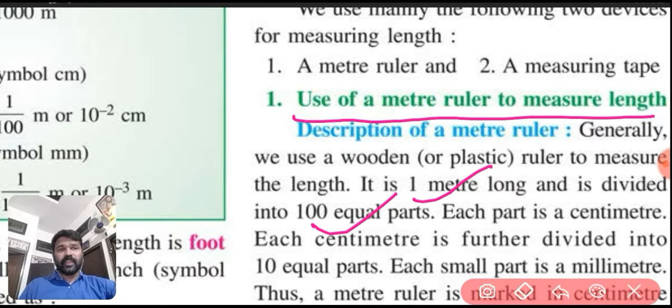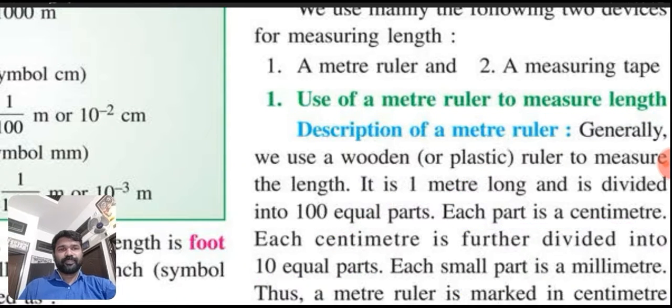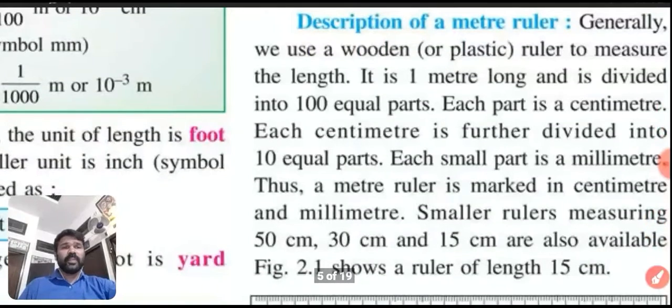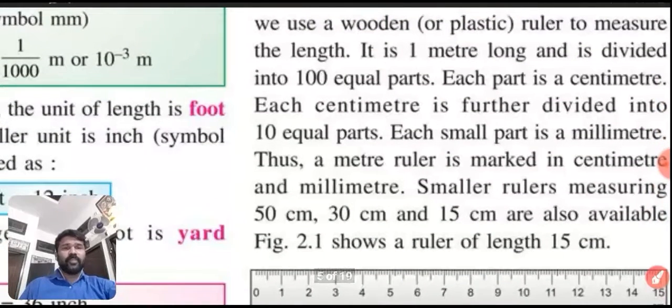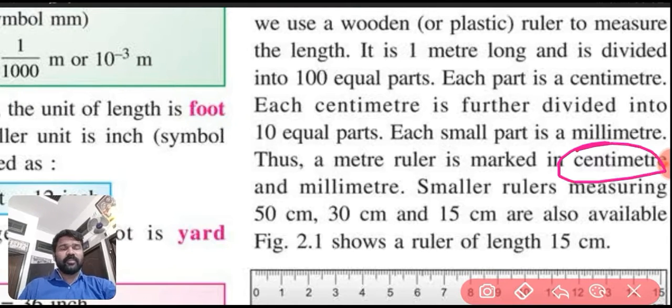Each part is a centimeter. Each centimeter is further divided into 10 equal parts. Then 1 equal part is equal to 1 millimeter. Each small part is a millimeter. Thus, a meter ruler is marked in centimeter and millimeter. So we can see centimeter and millimeter marks on a meter ruler.